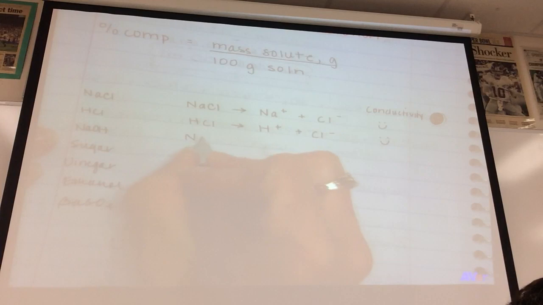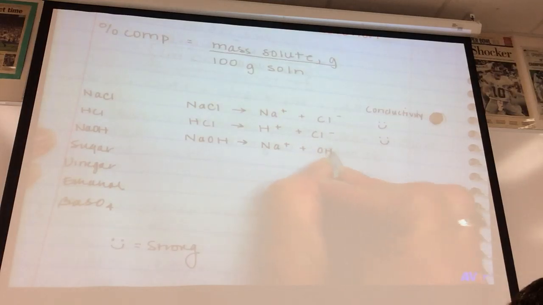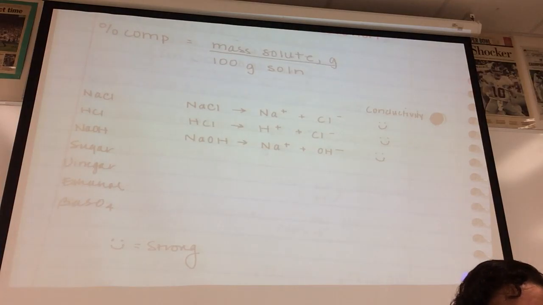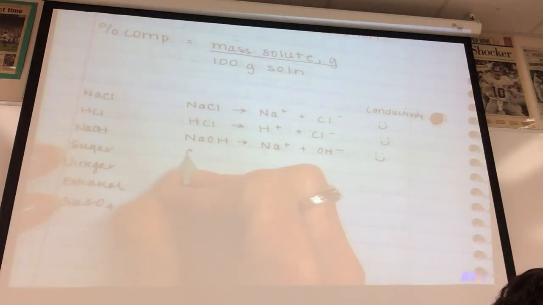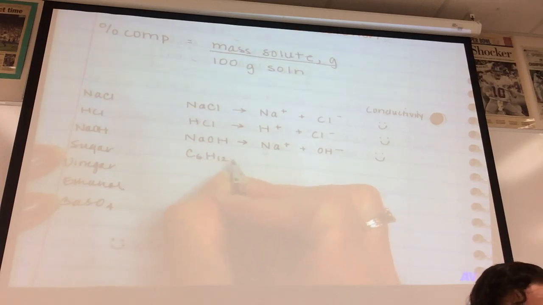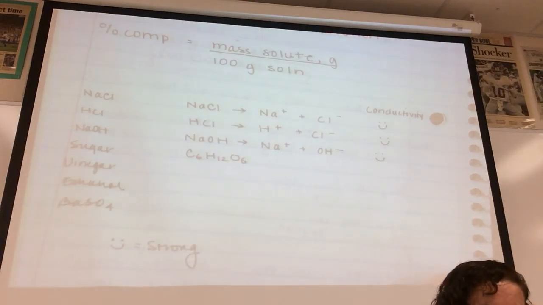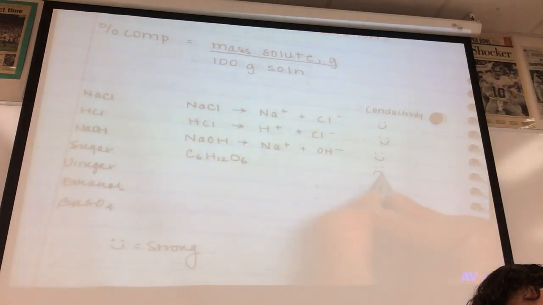Sodium hydroxide is a strong base. It ionizes completely. Strong electrolyte. Now sugar could be anything. I'm guessing it's glucose, although he could have used sucrose, he didn't specify. And this does not ionize. And this is a non-electrolyte and doesn't conduct electricity.